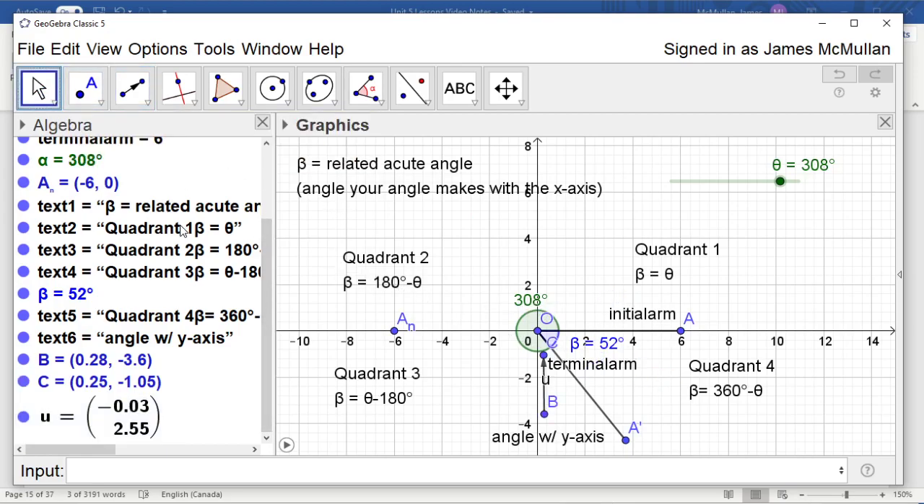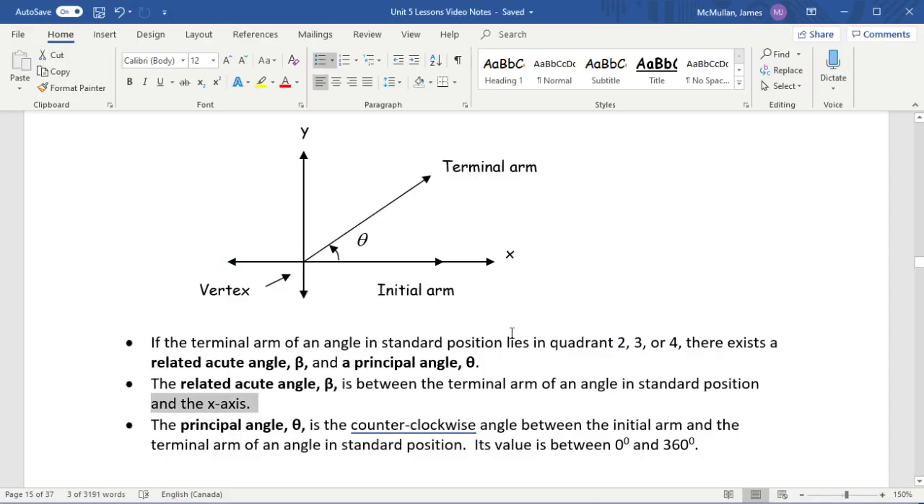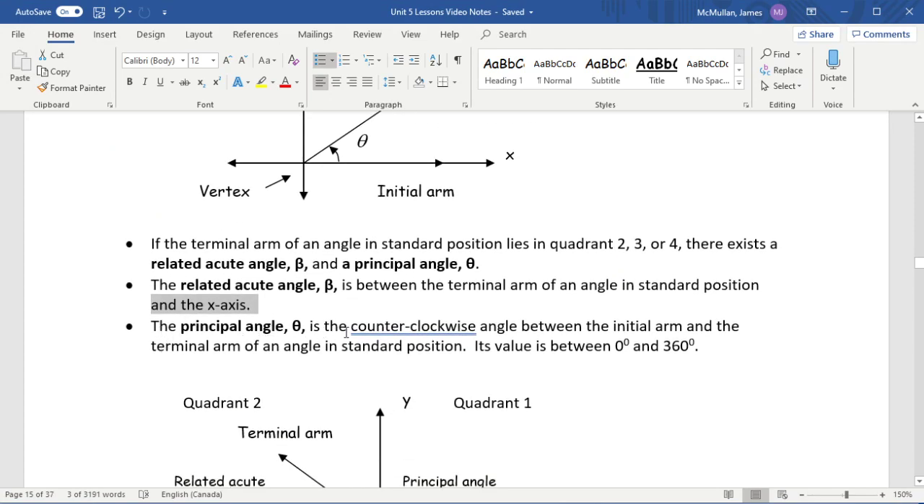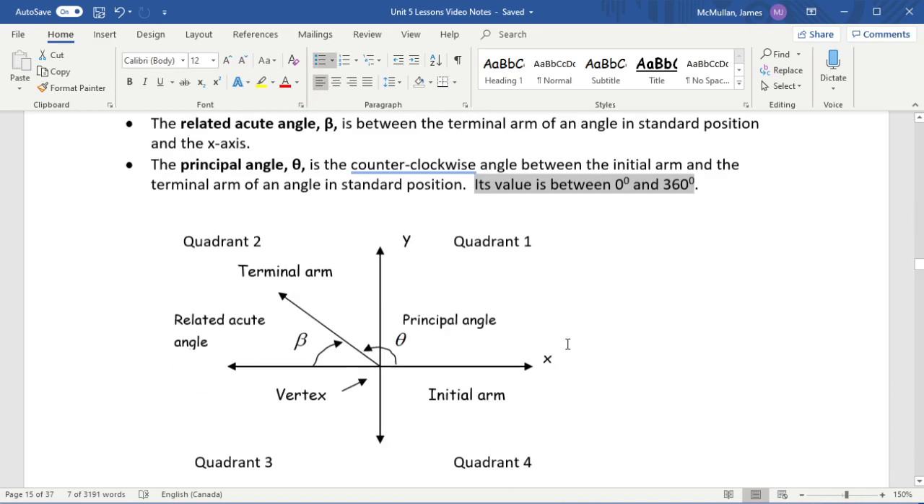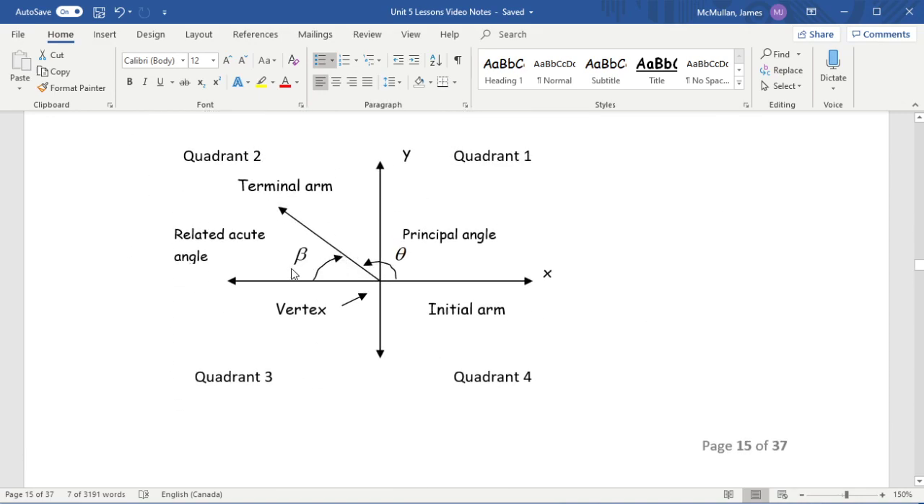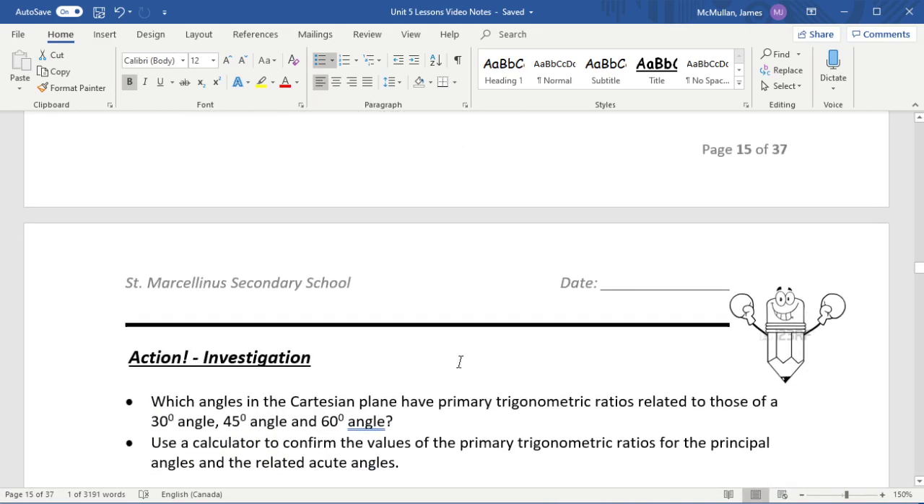Okay, so you're always concerned with the angle it makes with the x-axis. The principal angle is counterclockwise between the initial arm and the terminal arm. Its value can be anywhere between 0 and 360. Beta, on the contrary, can only be between 0 and 90 because beta is always an acute angle. So theta itself can be any number between 0 and 360, but beta is always between 0 and 90.